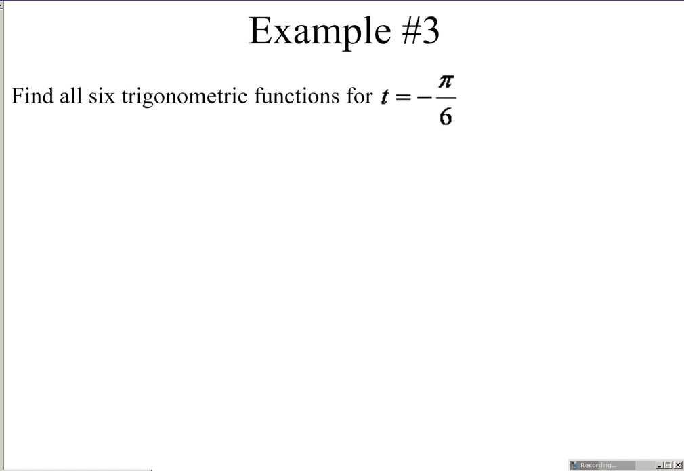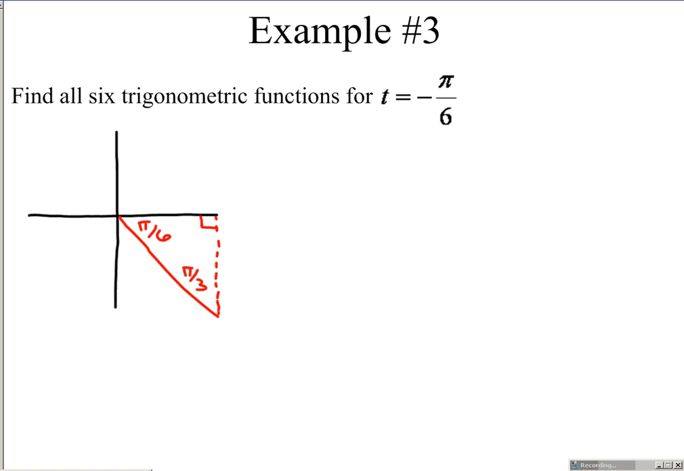Negative pi over 6. This time I'm rotating in the negative direction. I'm going down pi over 6. So we know this angle here is pi over 6. It's a 30, 60, 90 triangle, so that's pi over 3. When you label your sides, make sure you take into account the quadrants that you are in. This has to be root 3, negative 1, and 2.